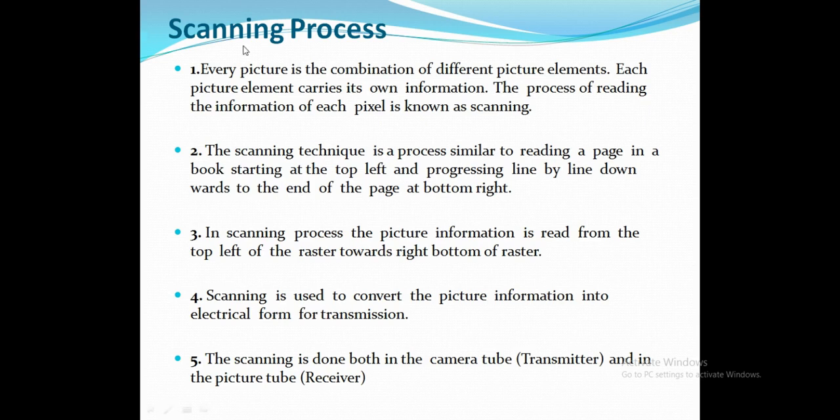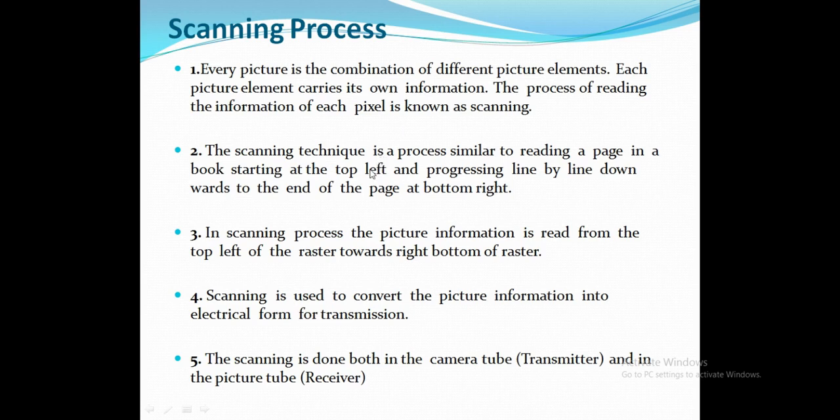Here every picture is a combination of different picture elements. Each picture element carries its own information. The process of reading the information of each pixel is known as scanning. Scanning is nothing but reading the information of each pixel.